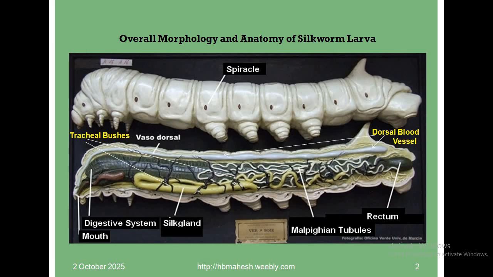If you remove the skin, you can observe this view. Of this, you can observe the tracheal system. See, these are the tracheal bushes. Bush means branches, a group, just like the dictionary meaning. Tracheal bushes you can observe.